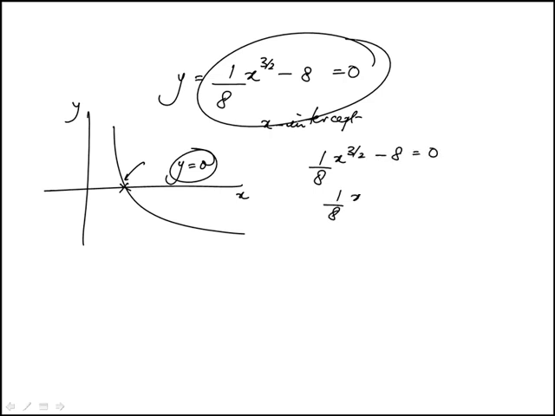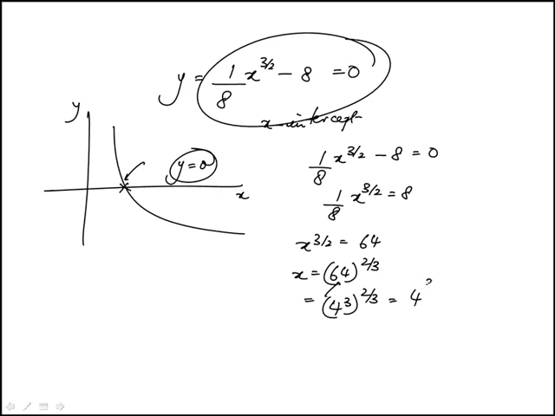So add 8 to both sides, multiply by 8, 64. So x is 64 to the power of 2/3. Again, 64 is a common one. You know, that's 4 cubed. So I can write this as 4 to the power of 3 times 2/3, because we can multiply the exponents. This is 4 squared, which is 16. So the x-intercept is 16. Answer choice D.